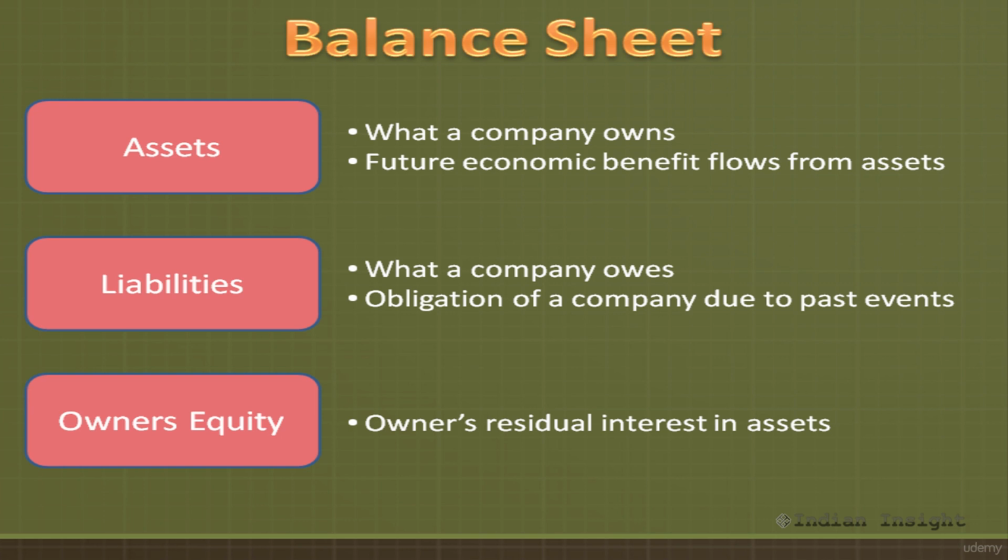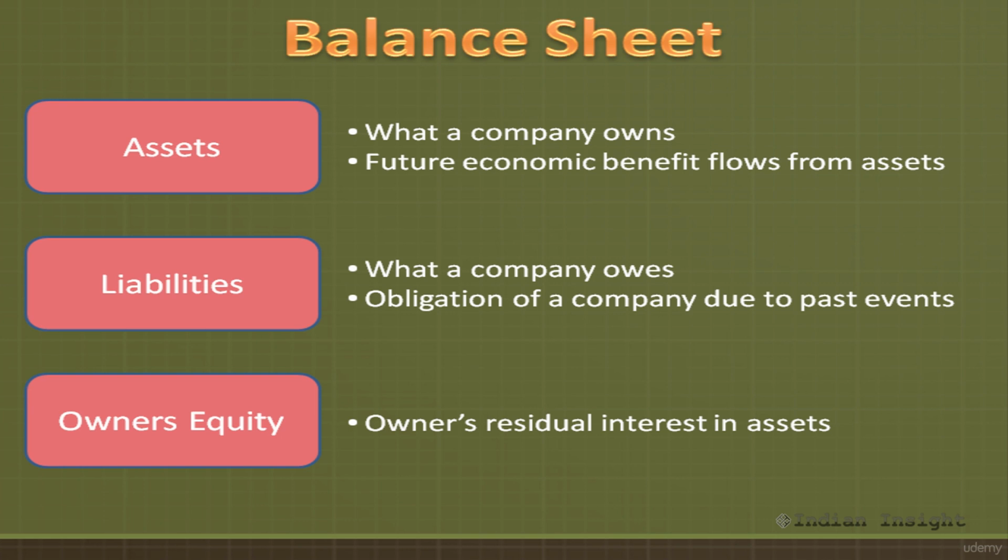First is assets. Now, assets are what a company owns or controls. More specifically, assets are resources controlled by the company as a result of past events. It is expected that future economic benefit to the company will flow from utilization of these assets.